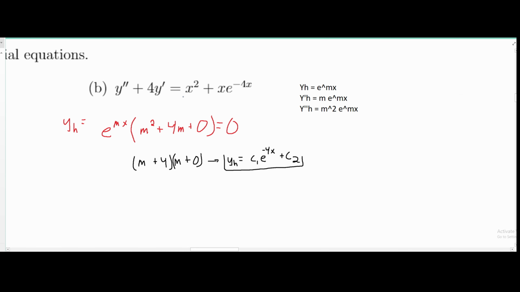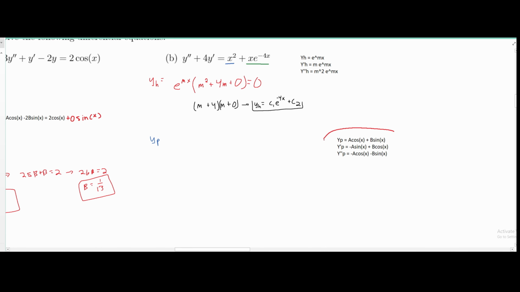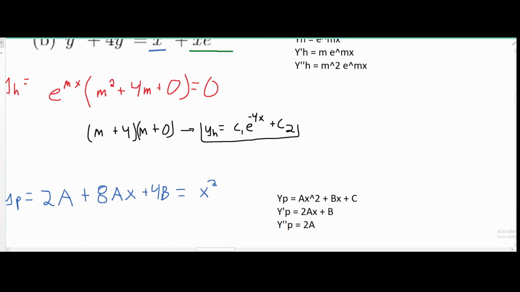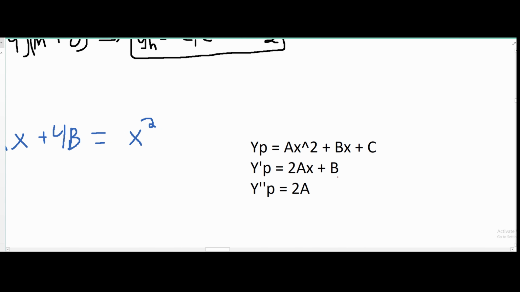On the right side, we have to solve these separately. We have to solve for x squared, and then we're going to solve for x e to the negative 4x. For yp, we are going to use this right here for this x squared part. Normally in solving our yp, we would write it like this after we plug all of these values into here. However, we can notice that this is asking for an x squared, and we do not have an x squared in here. So what we have to do is actually go into here and make this x cubed.